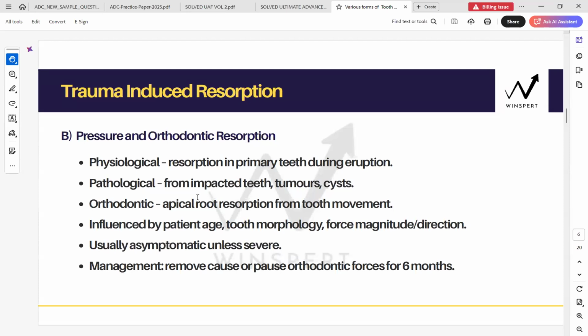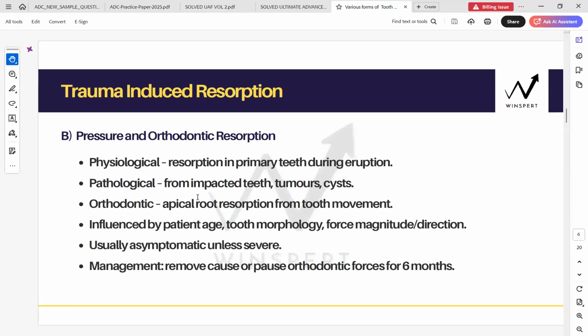So that's why excessive resorption and mobility can happen if excessive forces are used. Now, when you see that excessive, more than normal resorption is happening, then the management is cessation of orthodontic treatment for at least 6 months. And then once you stop the treatment, resorption will cease. That is the management.